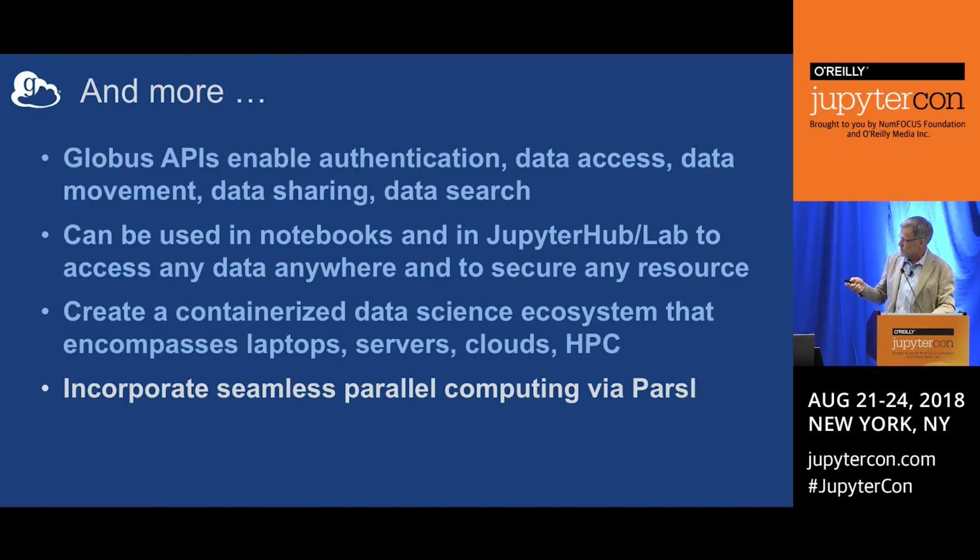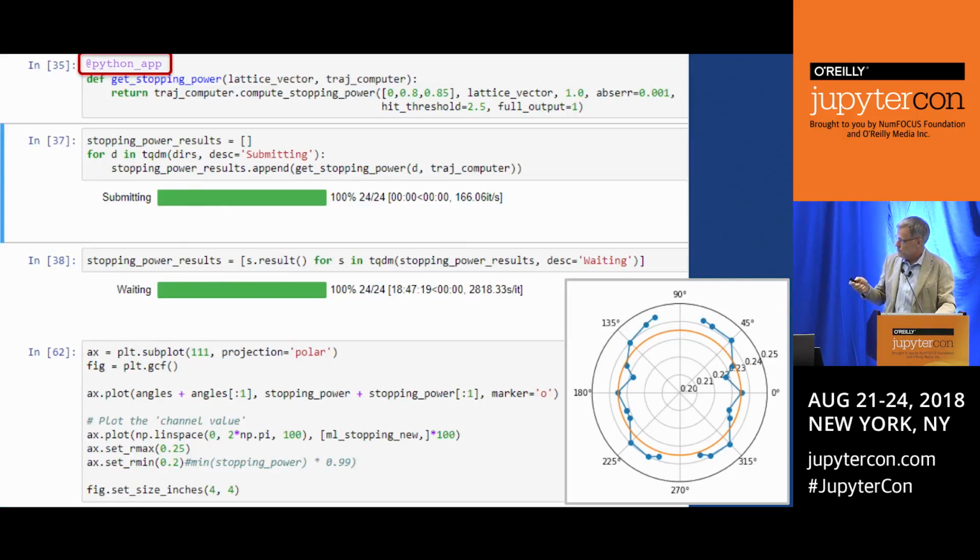One other thing I wanted to say a few words about is how we incorporate parallel processing into our notebooks. So if someone was to study this piece of code that I showed at the very beginning, let me explain a bit more about it now. This is where we're training and then running our machine learning model for stopping power, and this is showing the results.